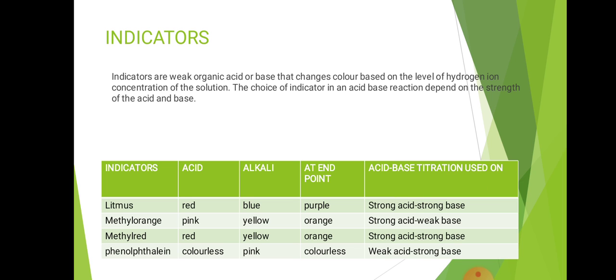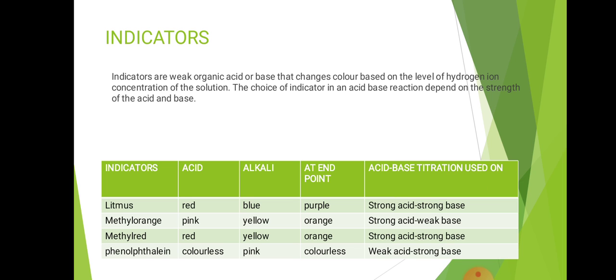So therefore, what is an indicator? Indicators are weak organic acids or bases that change color based on the level of hydrogen ion concentration present in a solution. The choice of indicator which is used during titration depends on the strength of the base and acid that are being titrated together. The table below gives us examples of certain indicators and their color change in different media.